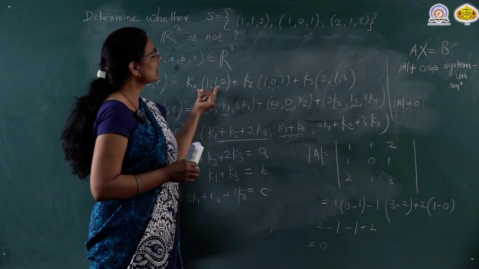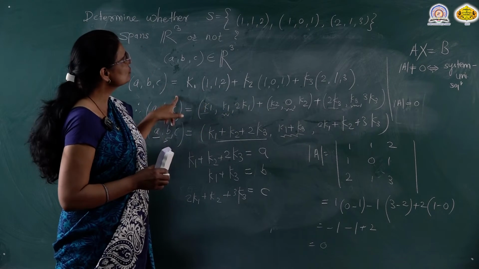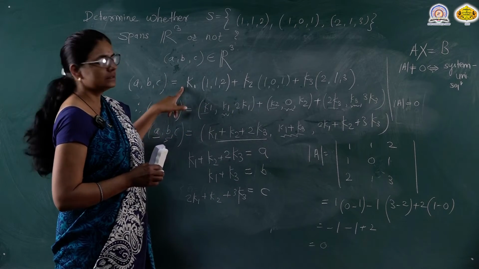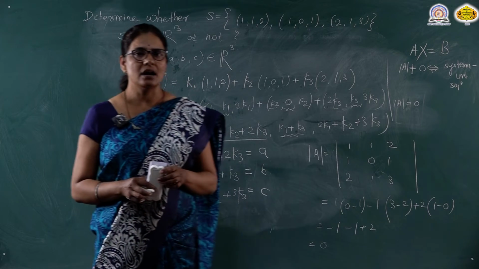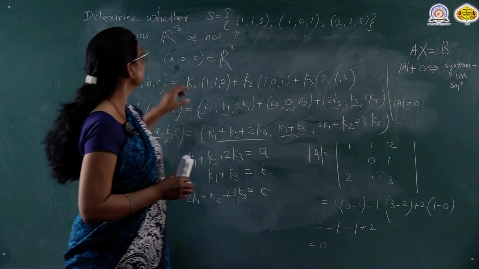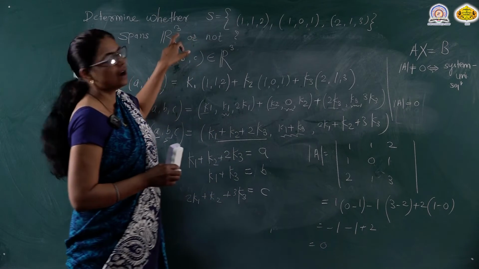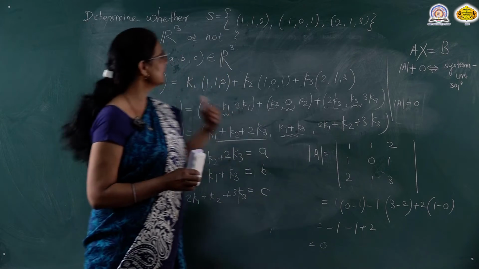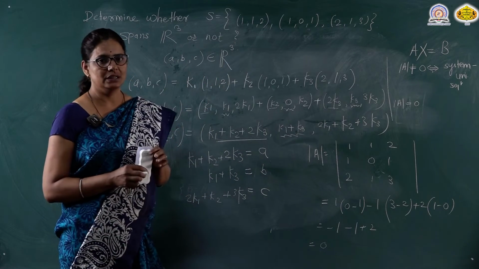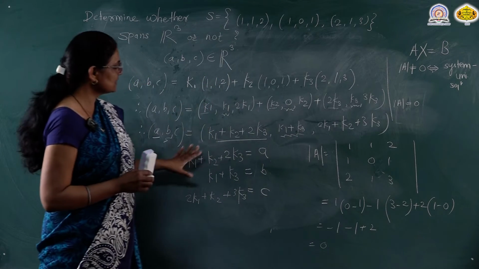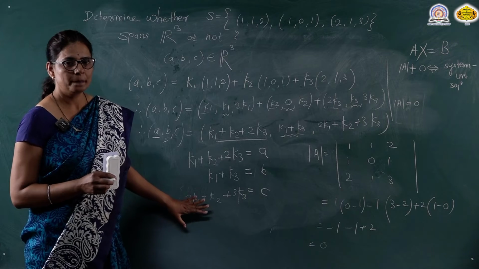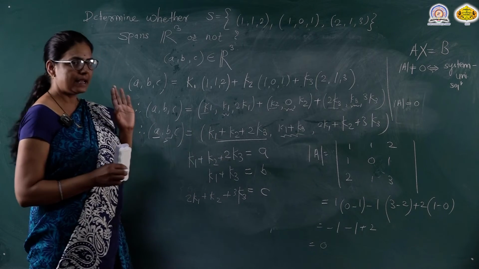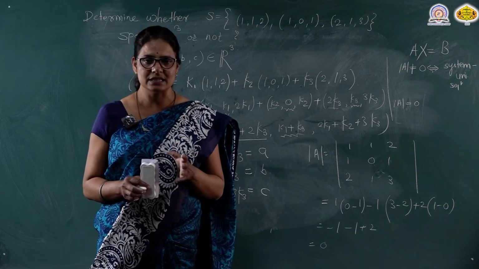And since we can't say that every equation has a solution, therefore we say here the given set does not span R3. If the determinant is equal to 0, then the given set does not span R3. Or we can easily solve this system by the Gauss elimination method also. And if the system has a solution in every case, then we say that it spans R3.